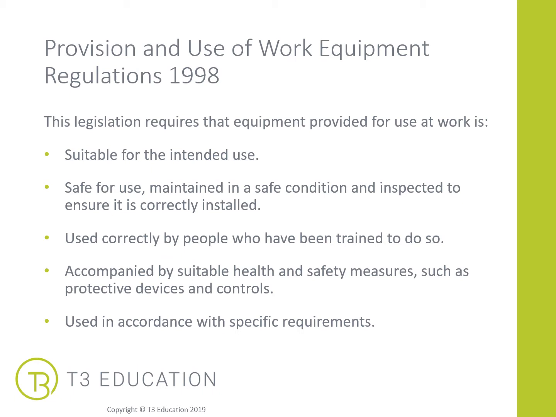The Provision and Use of Work Equipment Regulations 1998. This legislation requires that the equipment provided for use at work is suitable for intended use, safe for use, maintained in a safe condition and inspected to ensure it is correctly installed, used correctly by people who have been trained to do so, is accompanied by suitable health and safety measures such as protective devices and controls, and used in accordance with specific requirements. Now, most equipment that we might use as a sports massage therapist would be a massage couch, desk, chair, maybe a laptop, printer, computer.